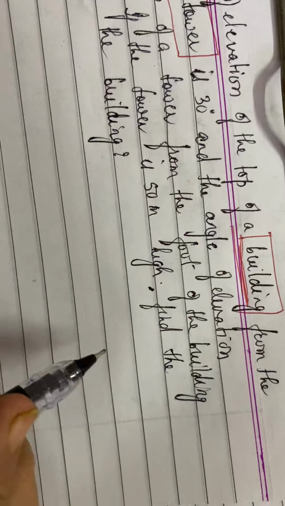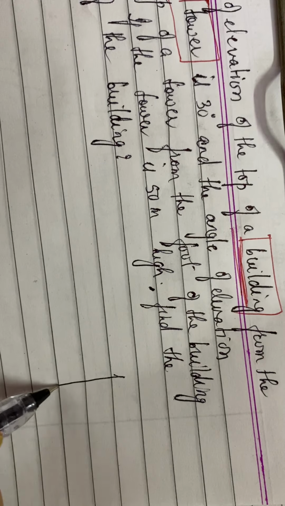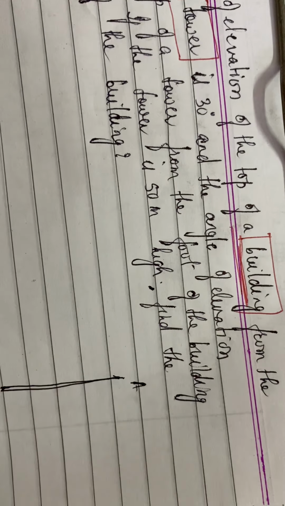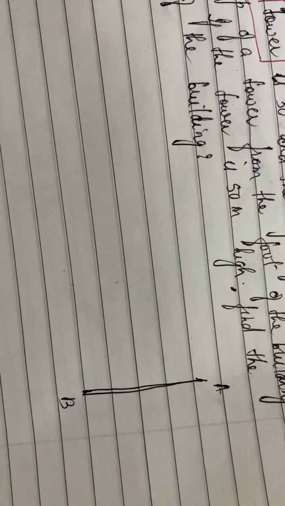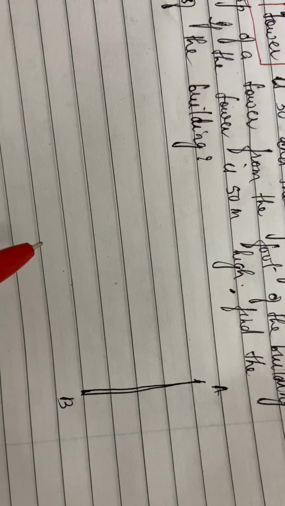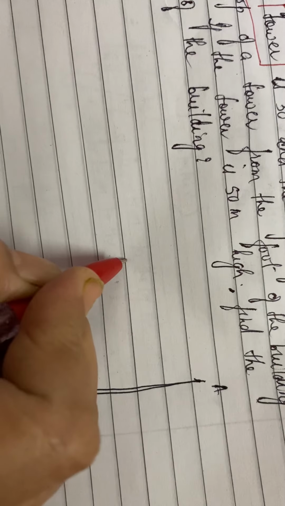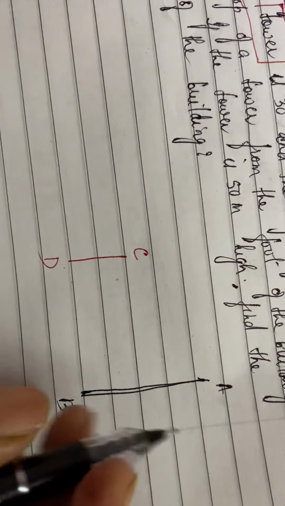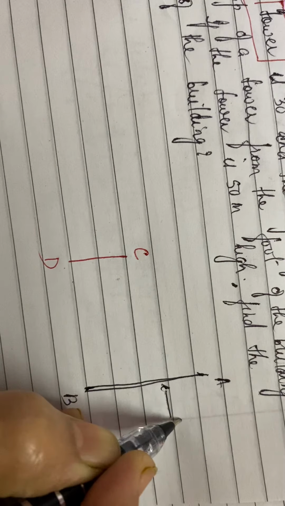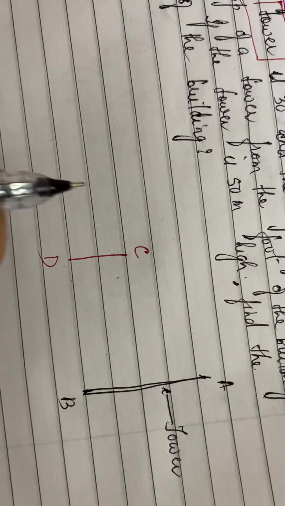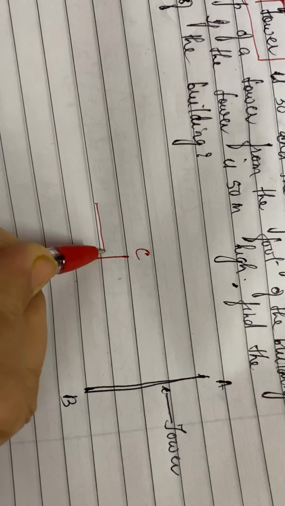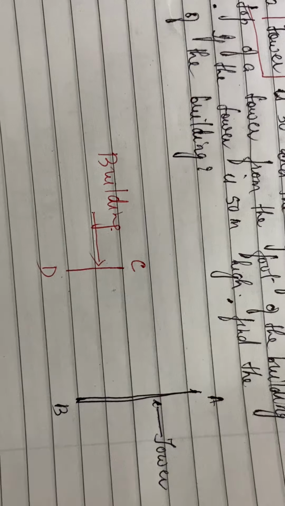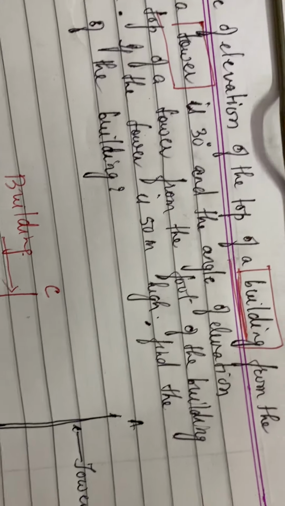Now suppose the tower is AB, and here we have a building CD. This is your tower and here's your building. You should understand the problem, students. So keep on reading it once, twice.